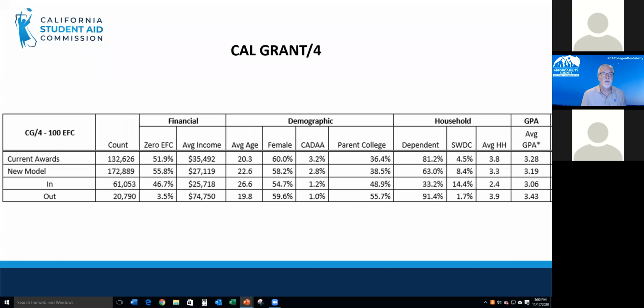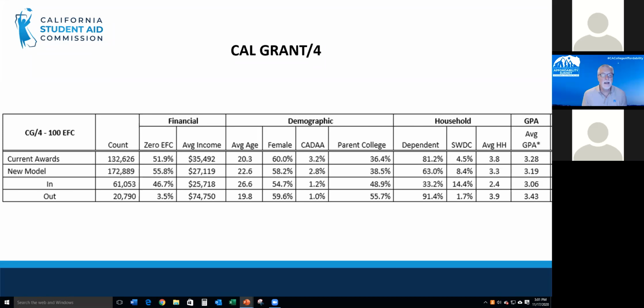Here's what Cal Grant 4 looks like. We actually do add new students to the rolls here because one of the things that's going away are stipends that would be going to students in the four-year institutions. And that is something that we would be wanting to talk about using institutional aid at those segments to pay. So the number of awards goes up from 132,000 to 172,000.